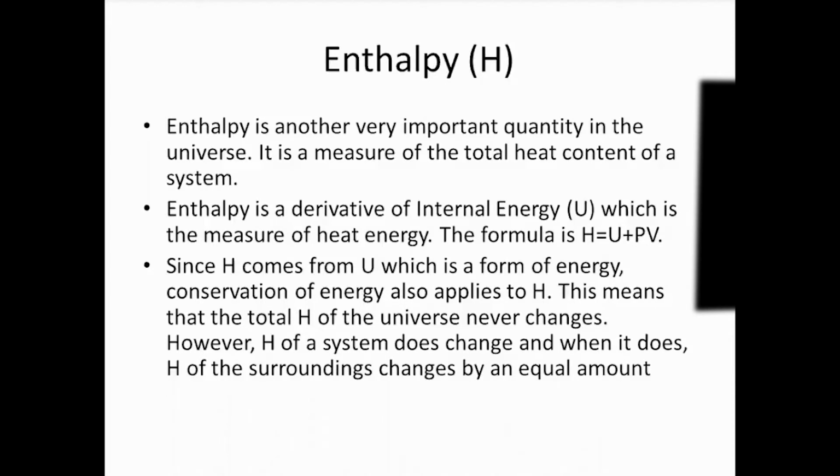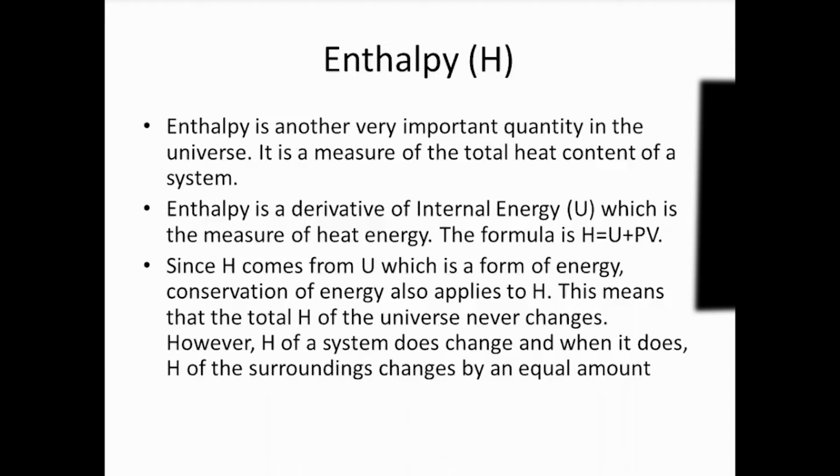Since enthalpy comes from internal energy, which is a form of energy, conservation of energy also applies to H. Energy cannot be created or destroyed, so the total enthalpy of the universe never changes. It always remains constant, unlike entropy, which can increase or stay the same. However, enthalpy of a system, the little tiny square in the big circle, does change. And when it does, the enthalpy of the surroundings, the shaded region outside the square, changes by an equal but opposite amount, right?